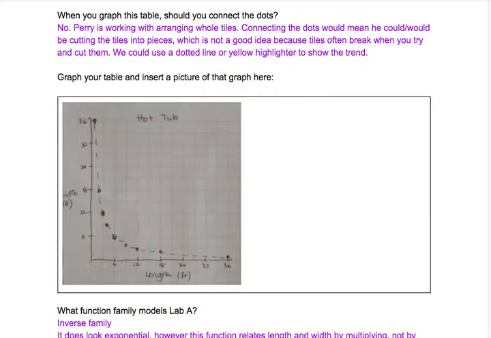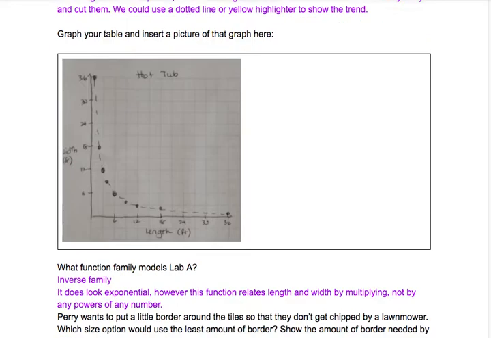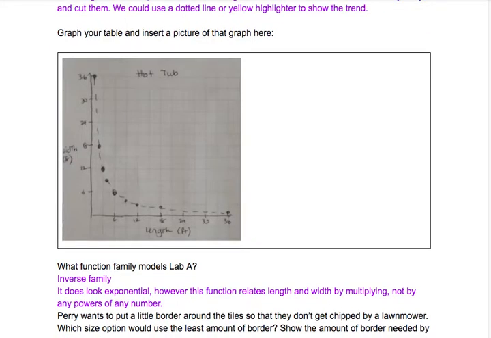So because I can't connect the dots, but I want to see the shape, I'm going to use that dotted line or curve in this case. You could also use like a yellow highlighter, something that's sort of there, but not really. So here was my little hand graphed picture. I counted my axes by 3 per square because I had large squares on my graph.